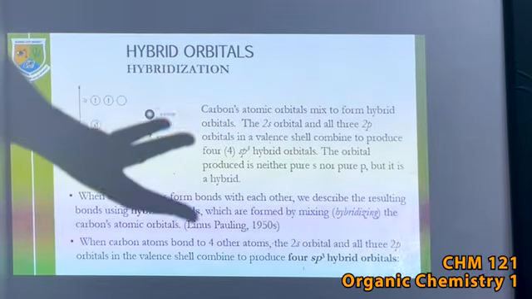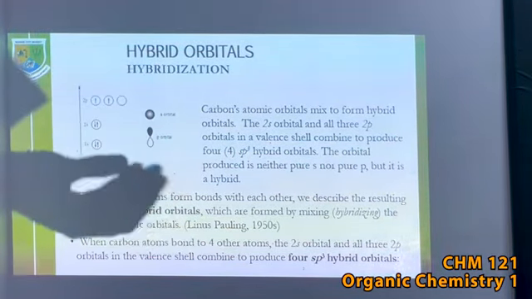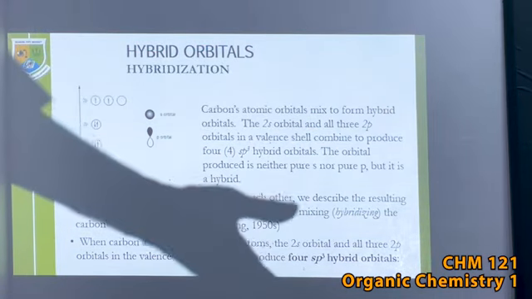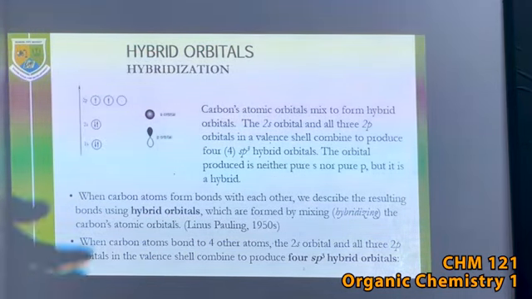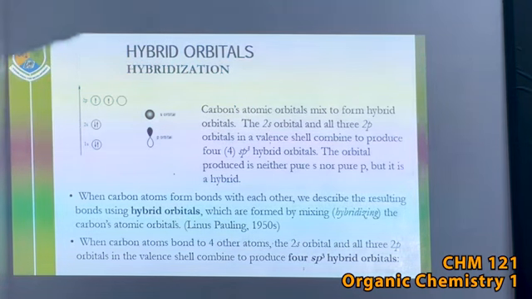It's just like a black person marrying a white person and they have a baby. That baby is neither white nor black, but is a hybrid of those two. So when you combine an s and 3 p orbitals, you get 4 orbitals that now have a new identity, neither an s nor a p. So these are formed by hybridizing. That's the word used, and this was formulated by Linus Pauling in the 1950s.